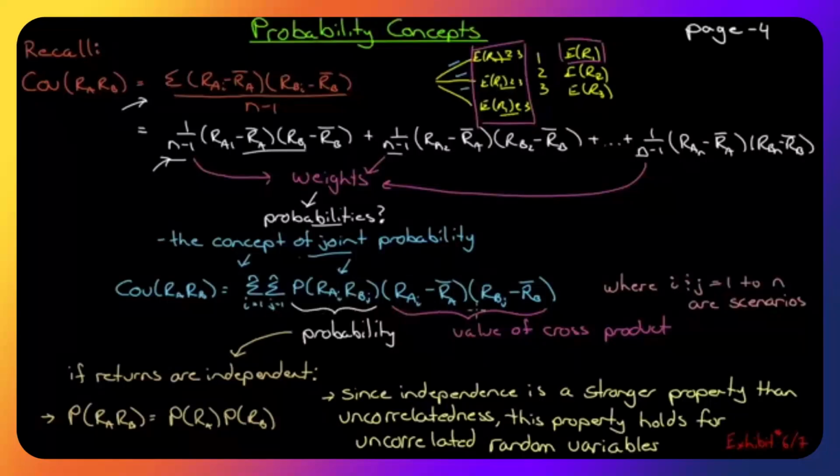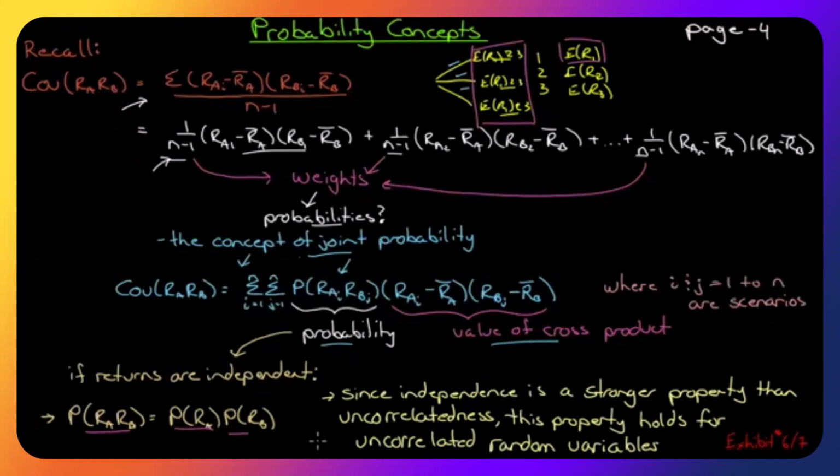And of course multiplied by the cross product. So again, this is nothing more than probability multiplied by the value of the cross product, or the value of whatever we're multiplying it by. So it's still probability weighted, except now it's joint probability weighted. If the returns are independent, we know from the multiplication rule that the joint probability is nothing more than the multiplication of the two probabilities.